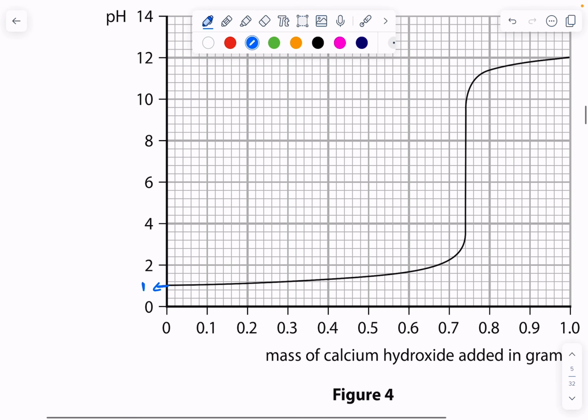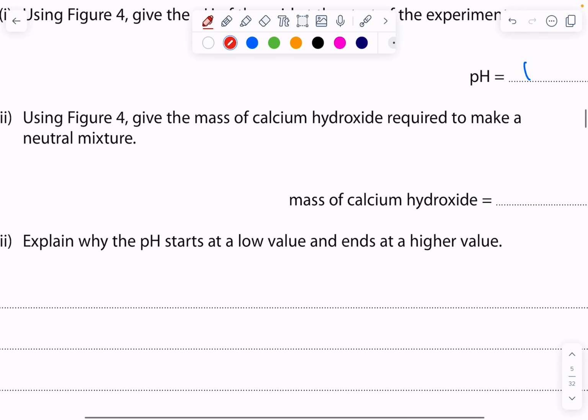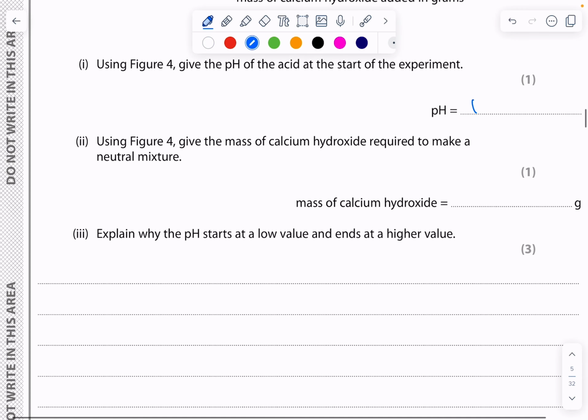Okay, so I know that pH 7 is neutral. So what I'm going to do here is go into the middle between 6 and 8. That's where 7 is. And I'm going to take that line to where it meets the graph. And then I'm going to bring that line down that way. And I can see here that that is 0.7, so that's 0.72 and then 0.74. So my answer to this question is 0.74 from the graph.